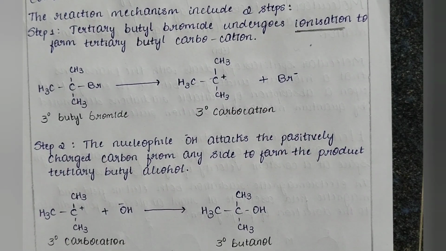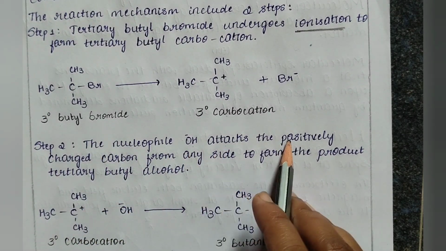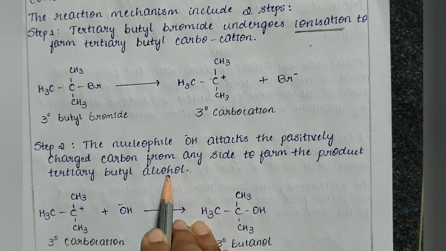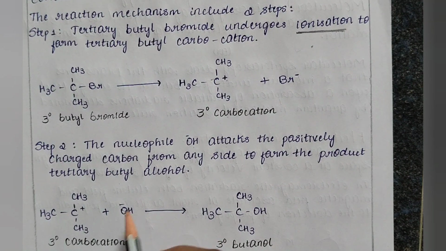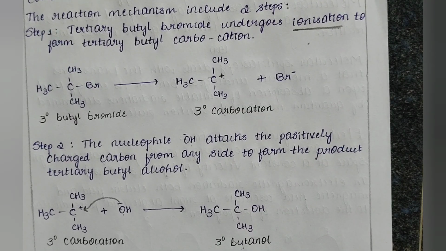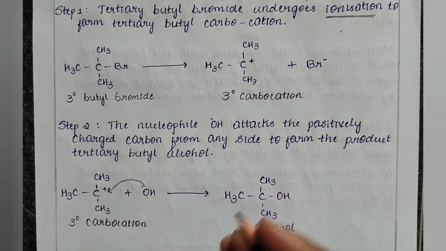Now step 2 includes the nucleophile OH minus attacking the positively charged carbon from any side to form the product. Since OH has a negative charge on it, it can easily attack the positive charge which is present on the carbon atom of the tertiary butyl carbocation and leads to the formation of tertiary butanol. So SN1 is a two-step reaction and it is a first order reaction. So this was about a simple SN1 and SN2 reaction. We'll see more SN1 and SN2 reactions, and what other synthesis or named reactions involve SN1, SN2 reactions, in our further sessions when we take up those topics.